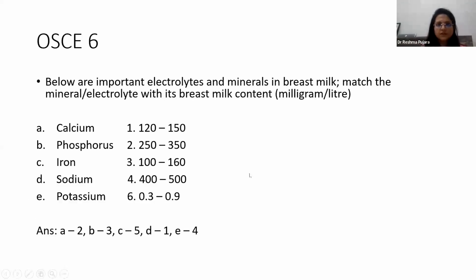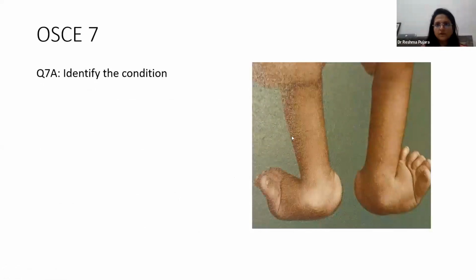Now we'll move on to the next one. How much time do we have? Another 10 minutes. So identify this condition. CTEV. Please write the full form if you can. Clubfoot, CTEV. Bilateral CTEV. Those who are writing CTEV, please write full forms.